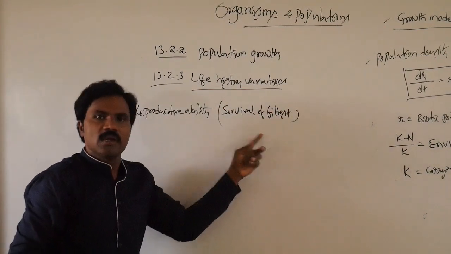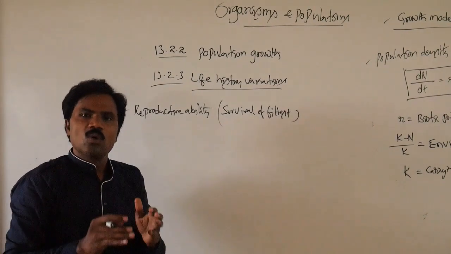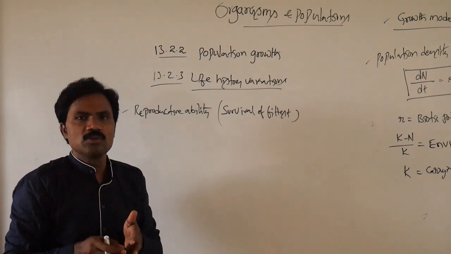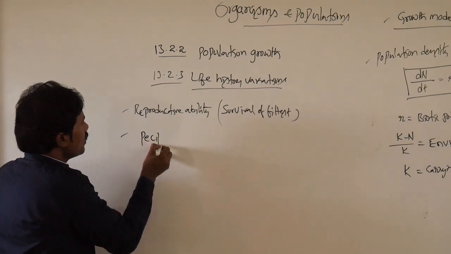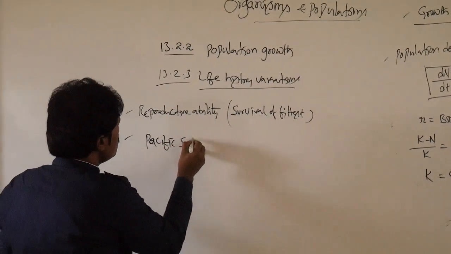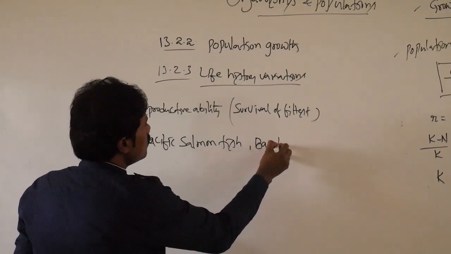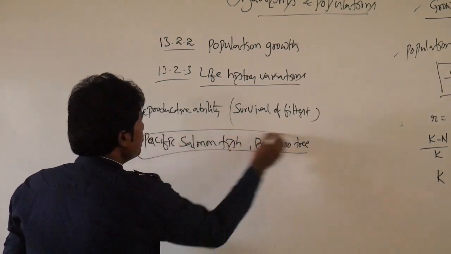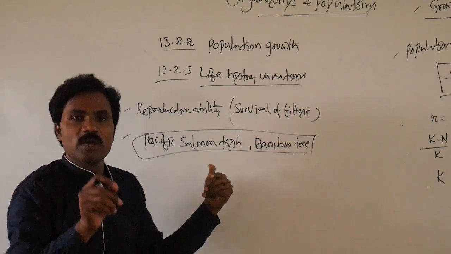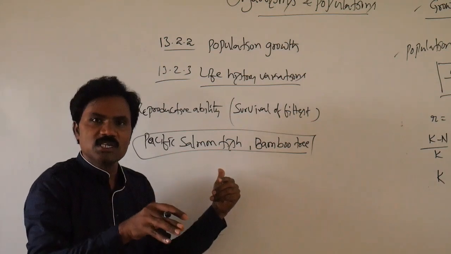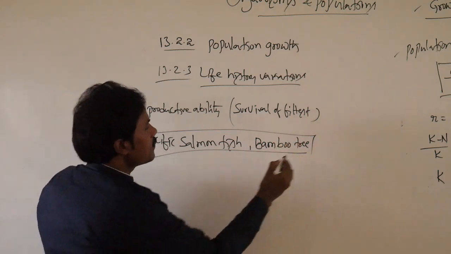In this particular theory, it depends. Based on this, some organisms reproduce only once in their lifespan. After that, they die. What type of organisms? Like Pacific salmon fish as well as bamboo tree. These two organisms, one a plant and one an animal, reproduce only once in their lifespan. After completion of reproduction, they must die. That is only once in the lifespan.